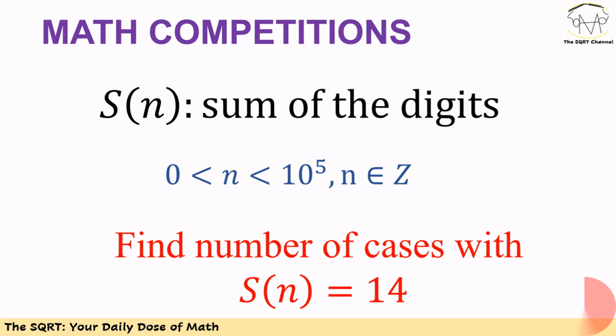In other words, we want to find all possible cases that the sum of the digits in n between 0 and 10 to the power of 5 is equal to 14. Before moving forward to talk about the solution, make sure that you pause the video to think about this problem.